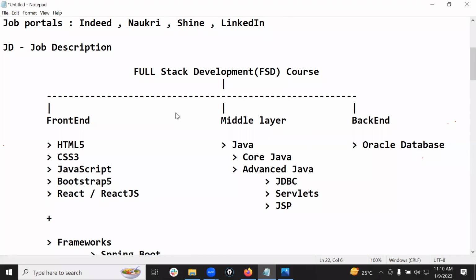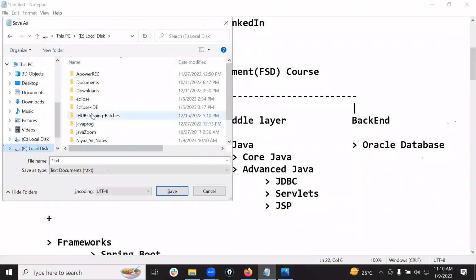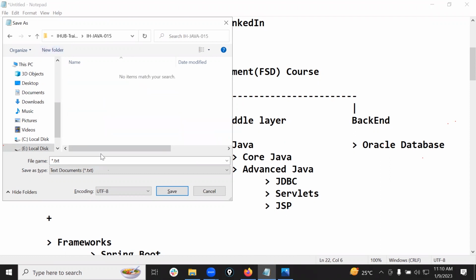See this. Control S. I will go to E drive. There is one folder there, iHub training batches. In this iHub training batches, I will create one folder, iHub Java 015, the 15th batch. In the 15th batch, I want to give you the first introduction, Introduction 1.